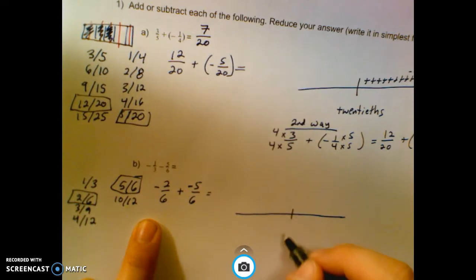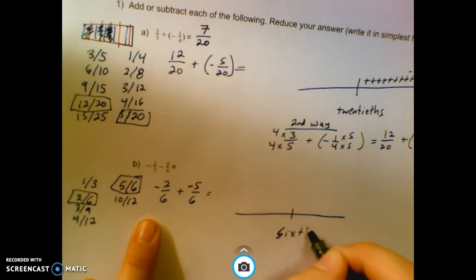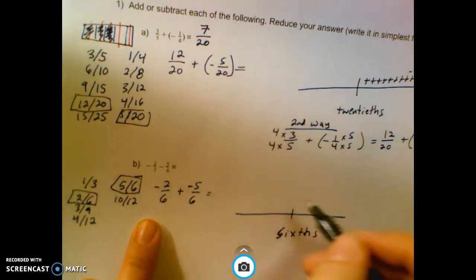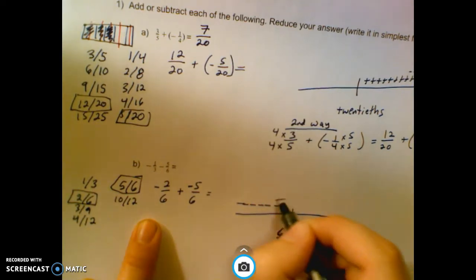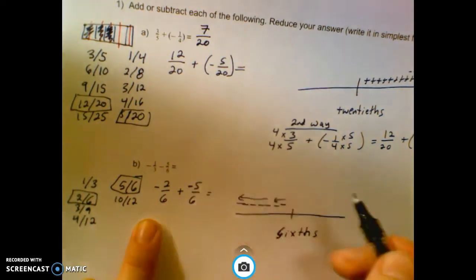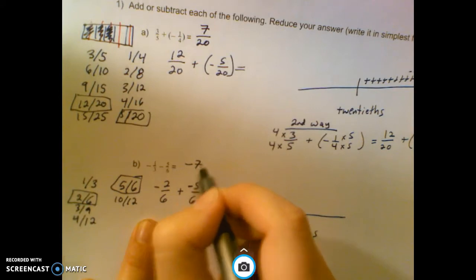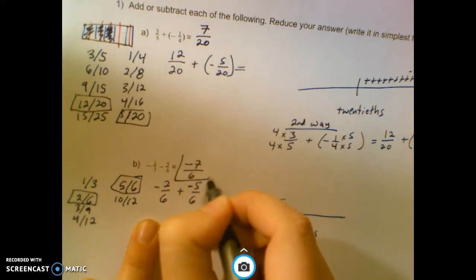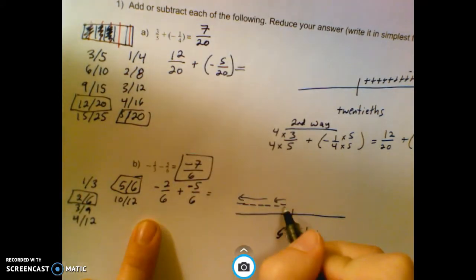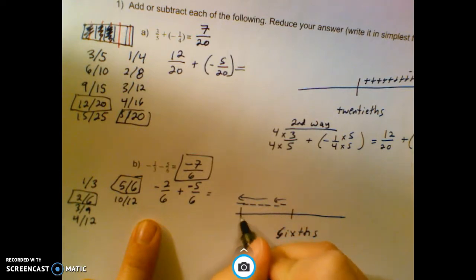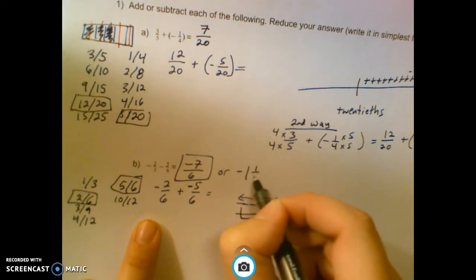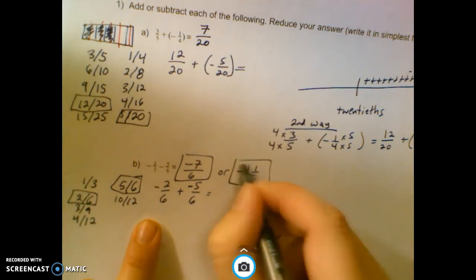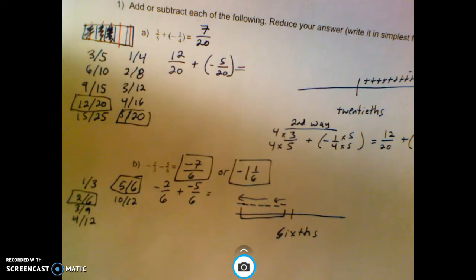So here, sixths: 2 negatives, 5 more negatives, and I've got 7 negatives over 6, so negative 7 sixths. And again, if I group that 1, 2, 3, 4, 5, 6, that's also negative 1 and 1 sixth. Both of those answers are correct.